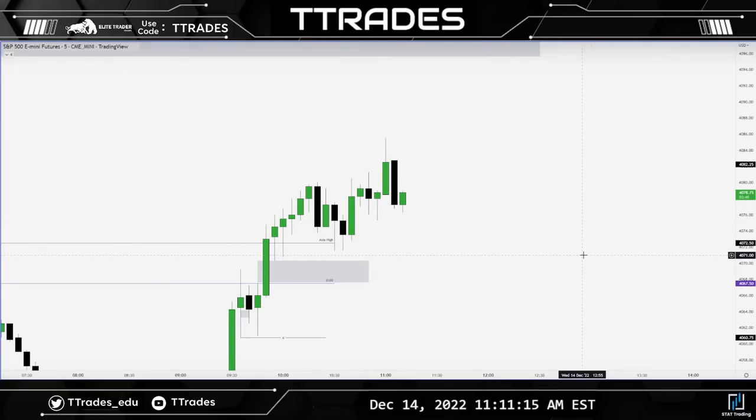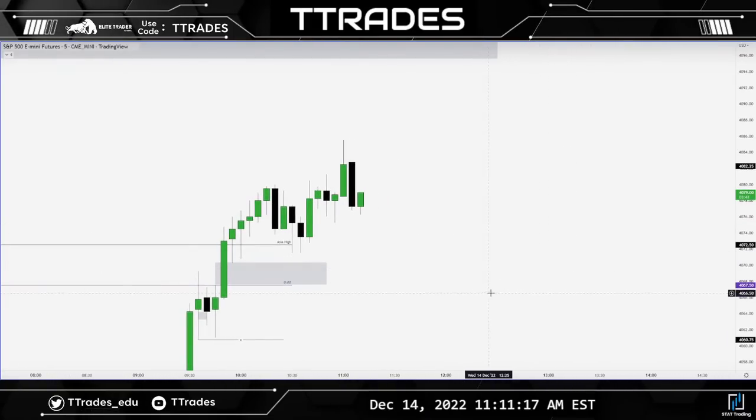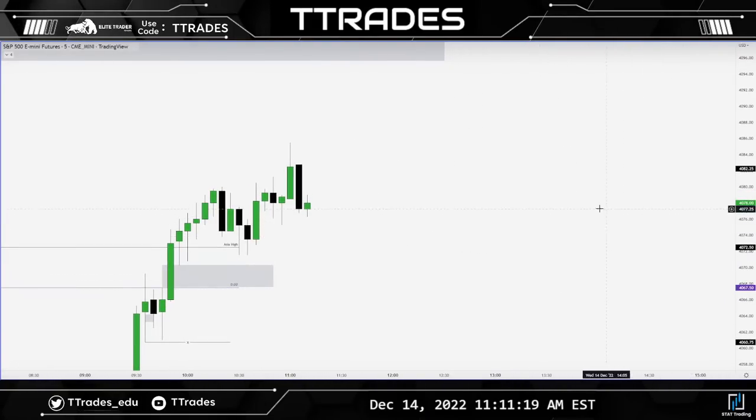But pips, ticks, and points. Pips is more like Forex, like cents and stuff. I don't really know a whole lot on that. Points is like, okay, we're at 80 to 81. That's a point. A tick is 0.25, right?